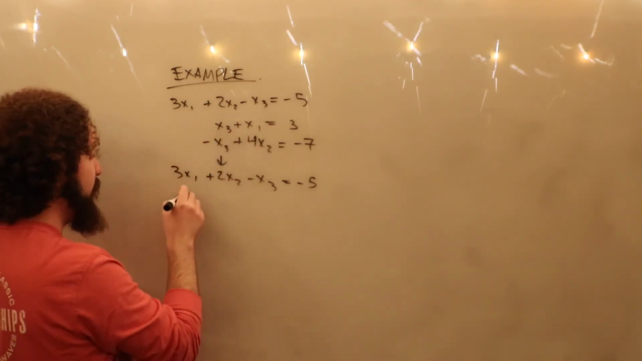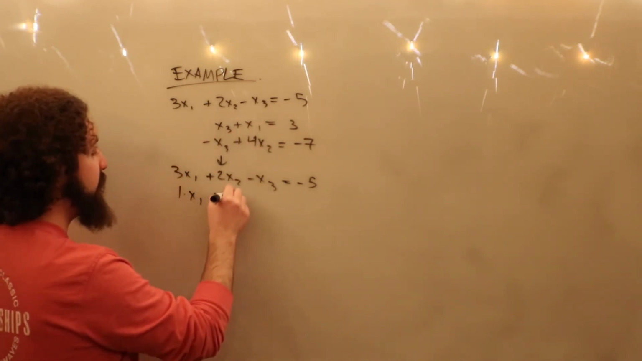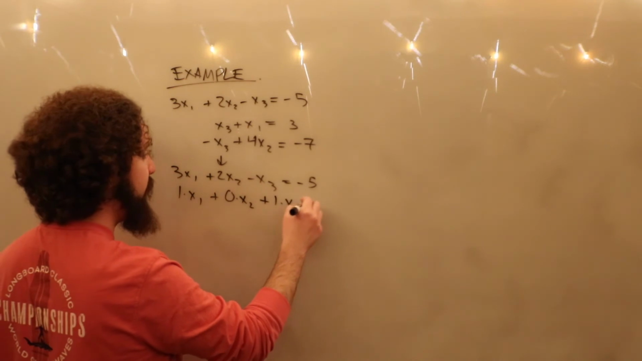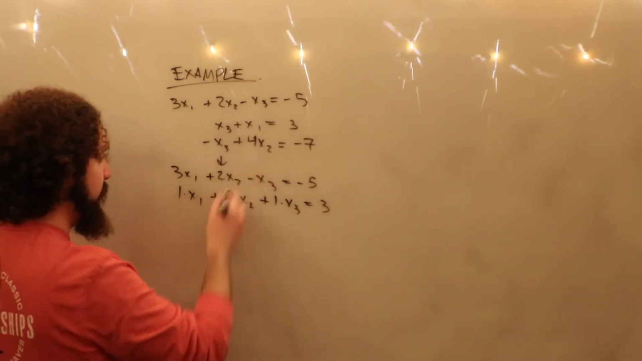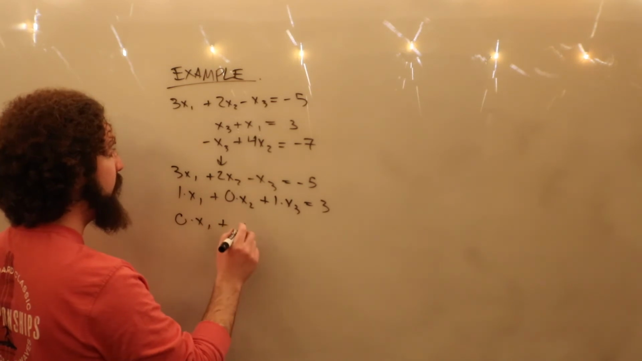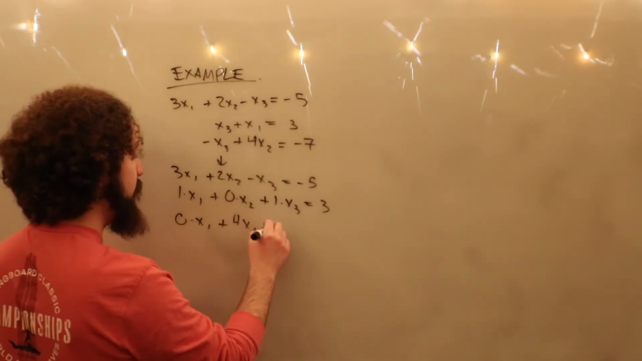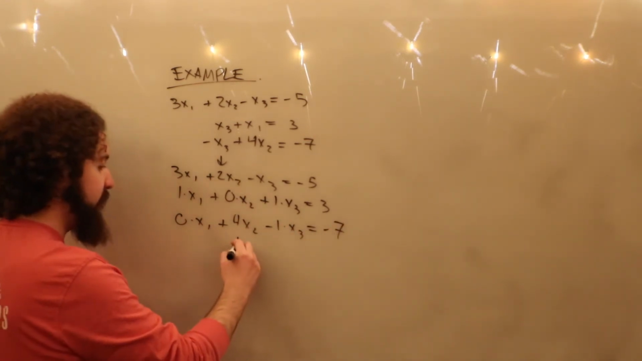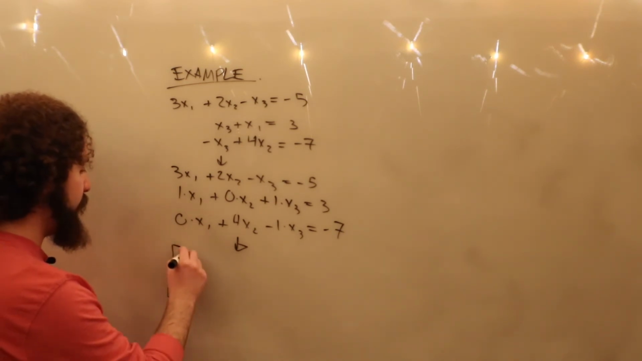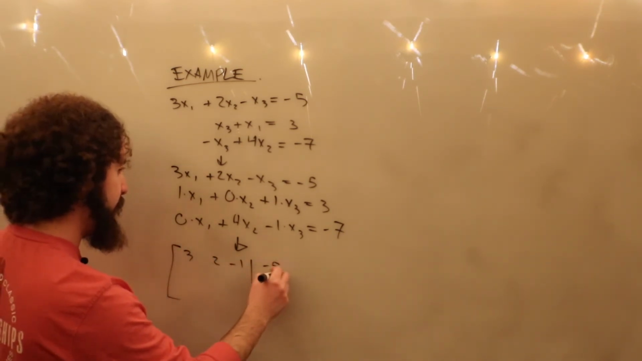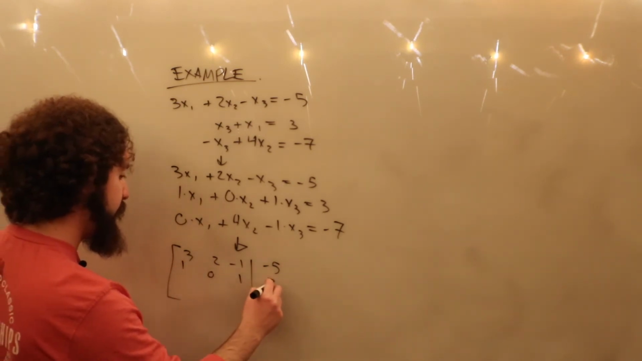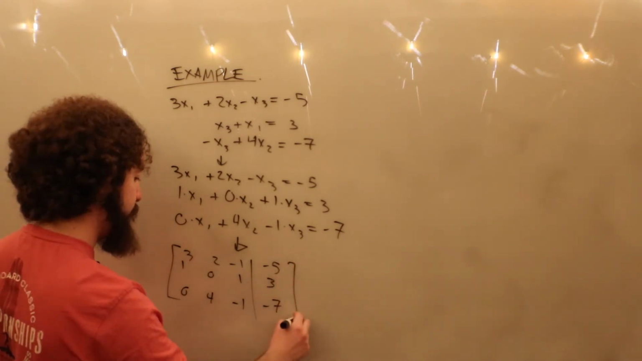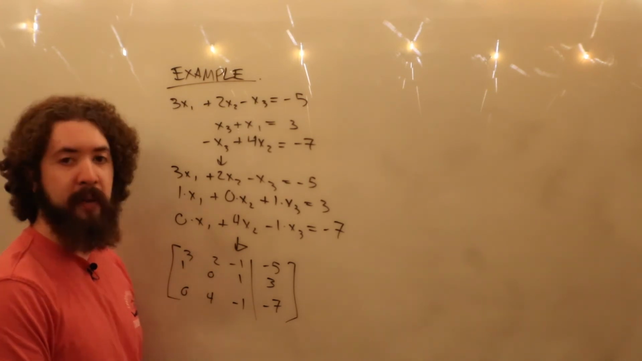So x1 should be over here. So we have 1 times x1 plus, there is no x2 in this second equation, so 0 times x2 plus 1 times x3 is equal to 3. Then for the last one, similar story, 0 times x1 plus 4 times x2 minus 1 times x3 is equal to -7. And now it's clear what the augmented matrix will be. We'll have 3, 2, -1, -5, 1, 0, 1, 3, and 0, 4, -1, -7. Okay, so we have our augmented matrix.